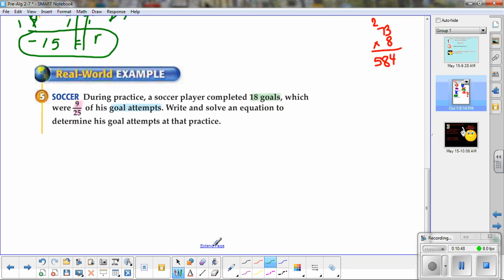We have one last example where you need to write an equation and solve. It says during practice, a soccer player completed 18 goals, which were 9/25 of his goal attempts. Write and solve an equation to determine his goal attempts at the practice. My strategy with word problems is to ask myself what I don't know, and what I don't know, I make my variable. I don't know how many goal attempts, so I'm going to say A is going to equal the goal attempts.